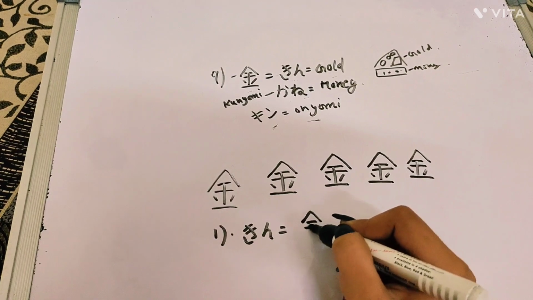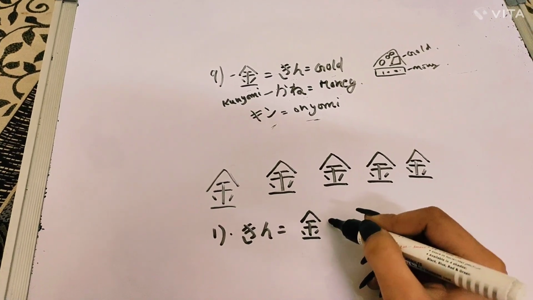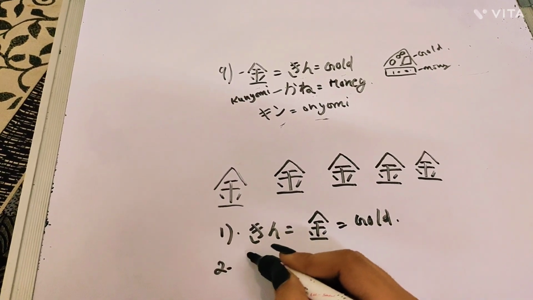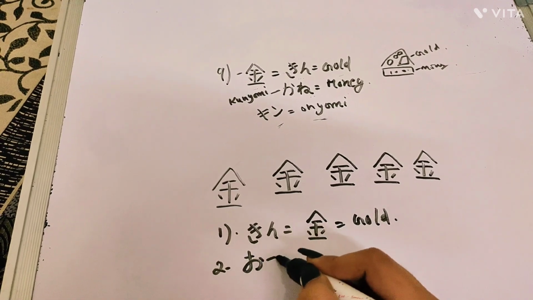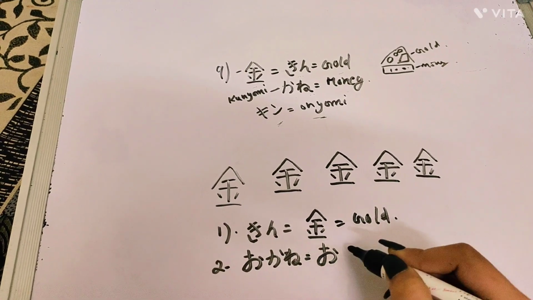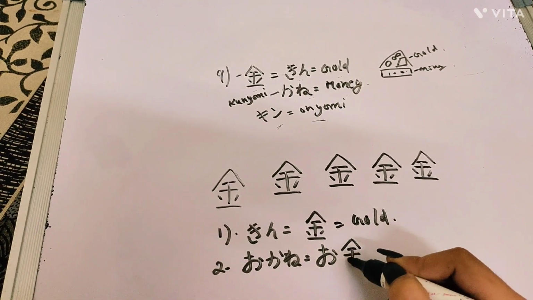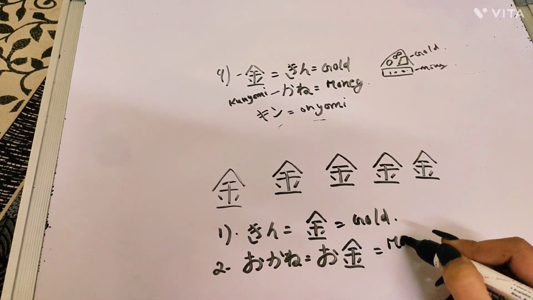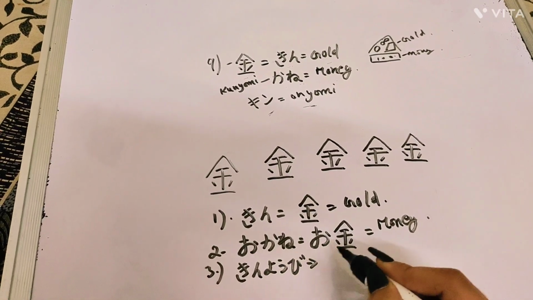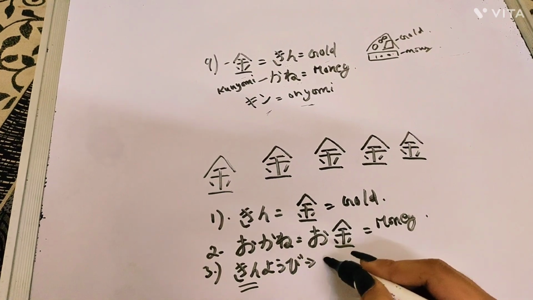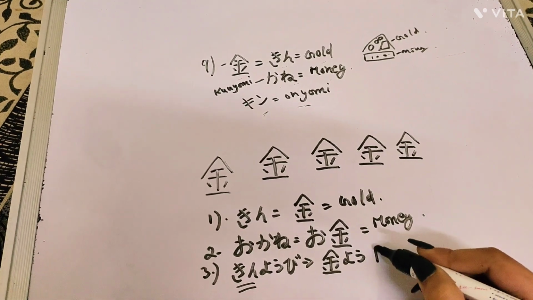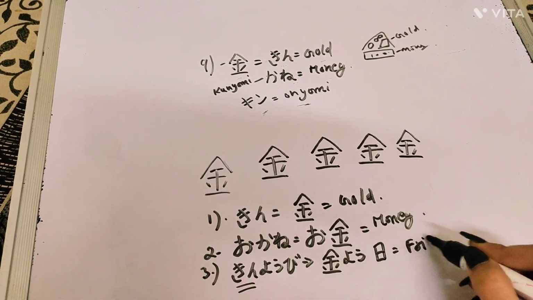Now our first word is kin. Draw the kanji of kin. Kin is gold. Second is okane. Okane is money. O is for respect. Okane, money. Next word is kinyobi. Kinyobi is Friday. Draw the kanji of kin. Yo. Draw the kanji of bi. Kinyobi is Friday.